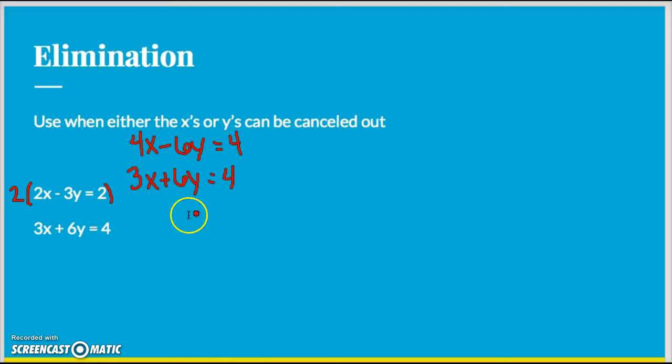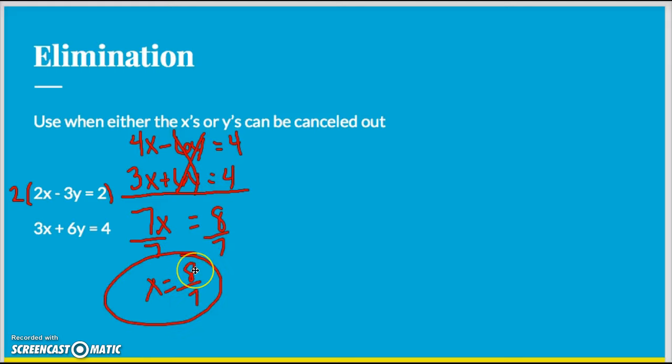And now I can solve it. So remember, we just add these two together. 4x plus 3x is 7x. Negative 6y plus 6y cancels. 4 plus 4 is 8. And then divide by 7, and you get x equals 8/7. And I'll just leave it like that.